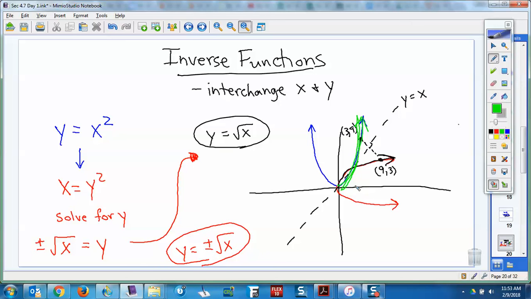Now, why can we do that? Well, we don't need these values here, because these values are just repeats of those values, right? These values over here are just repeats of these values. So we only need this part of that parabola, right? Because when it flips, those repeats end up down here, causing it to fail the vertical line test. So that's what we do to get an inverse function: we look at a function that fails the horizontal line test, and we just take a piece of it that contains all the values and none of the repeat values.